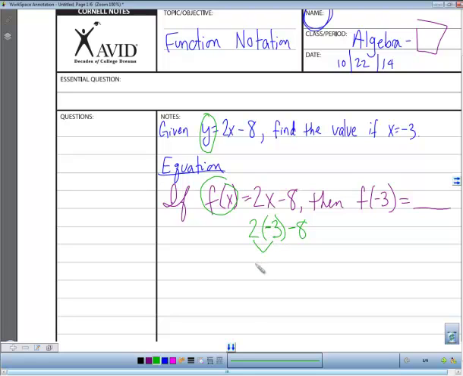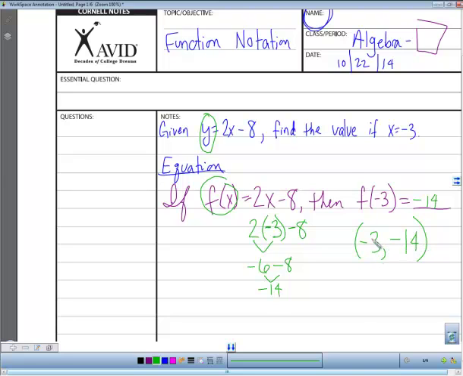2 times negative 3 gives me negative 6, minus 8 gives me negative 14. So f of negative 3 is negative 14. And I can write this as an ordered pair with x being negative 3, because that's what this is right here, and my y, I just found out, was negative 14. So written as an ordered pair, it looks like this.